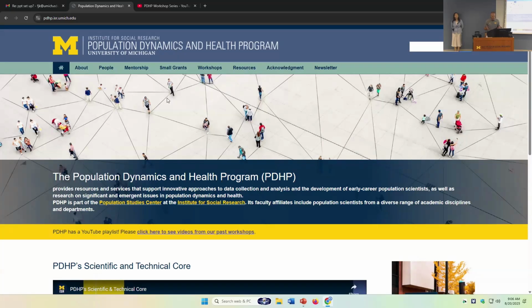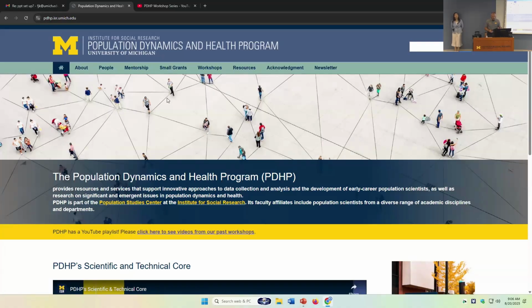As I mentioned, I'm the director of the Scientific and Technical Core within this Population Dynamics and Health Program. We provide scientific and technical guidance and support for a variety of aspects of the research enterprise. Could include statistical methods, could include computing, working with restricted data sources, consultation on programming and support for programming, also data science techniques, including data linkage and visualization. You can sign up to be an affiliate of the Population Dynamics and Health Program if you're not already, and affiliates receive the ability to have free consulting with the Scientific and Technical Core on any of those aspects that I just described.